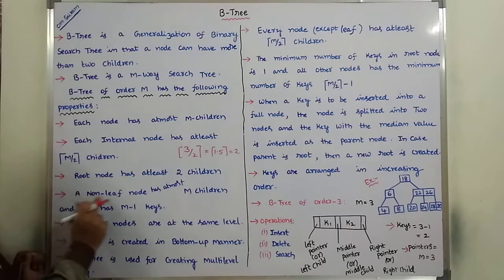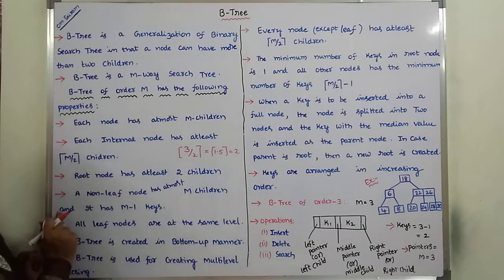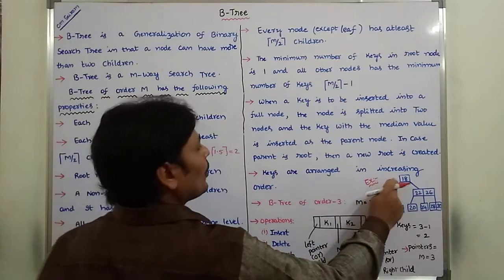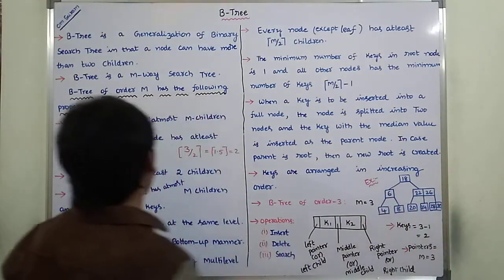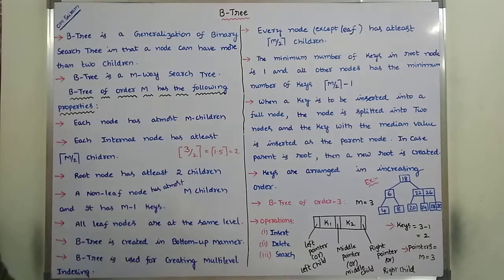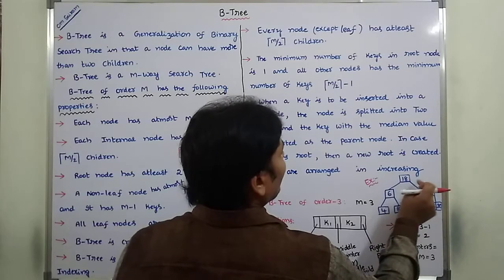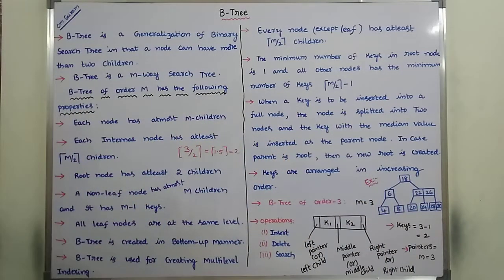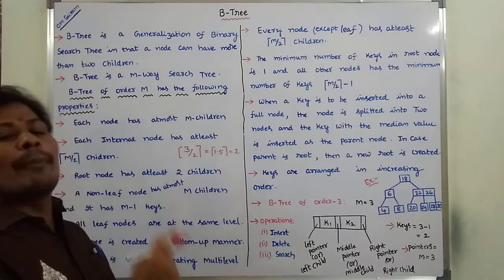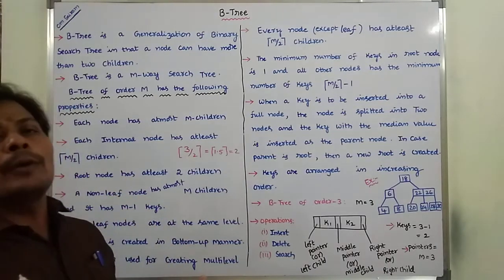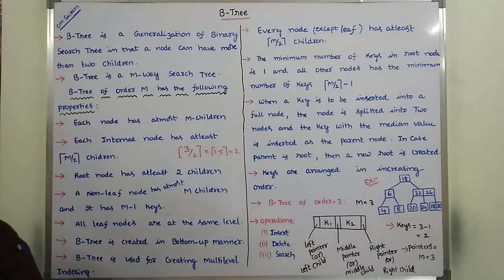Next one. A non-leaf node has at most m children and it has m minus 1 keys. Here this is a non-leaf node, this is a non-leaf node, and this is a non-leaf node. It has at most m children. At most m children means, here m value is 3, at most 3 children. So this contains 2 children, this contains 3 children, and this node contains 2 children. At most m children means it may have 1 child, it may have 2 children, or it may have 3 children. Here m is equal to 3.